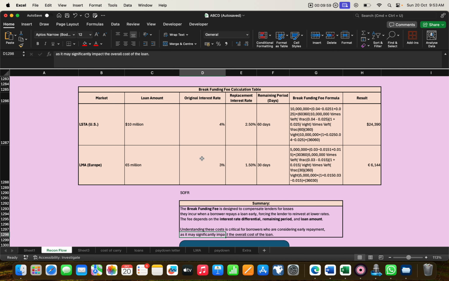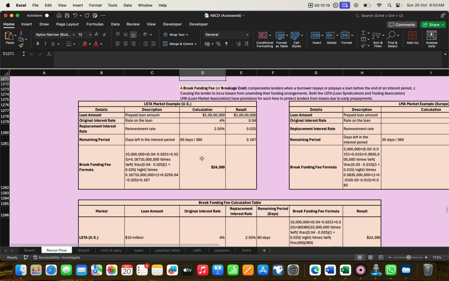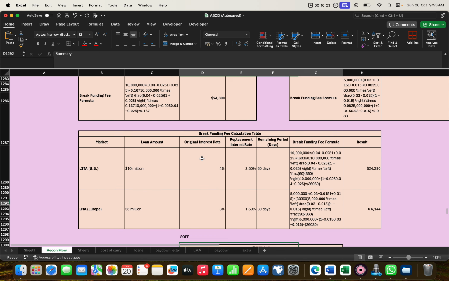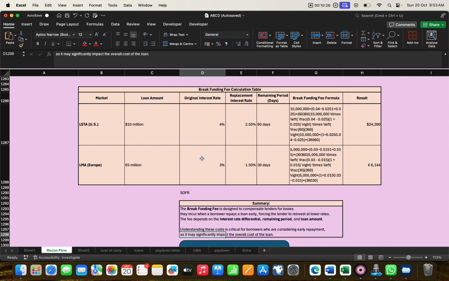So this is the part. This summary is important when you want to explain this product to somebody else, so this summary plays an important role. We have designed the summary as well. So hope you like all the content on the break funding fee, or breakage cost, because its second name is breakage cost as well. So do not get confused on this part, it is the same thing.